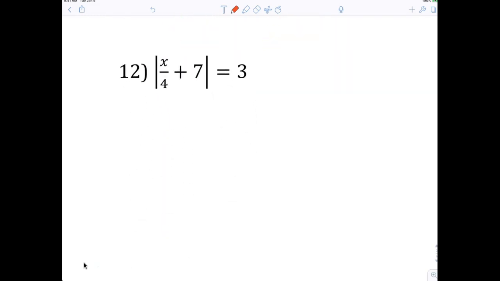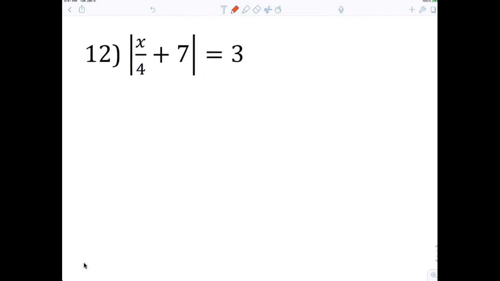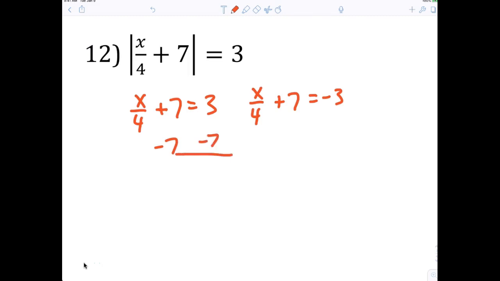All right. Joseph, let me see you write this. Go. X. Loud and proud. Come on. X over 4 plus 7 equals 3. X over 4 plus 7 equals -3. Now what? Negative minus 7. Good. So it's x over 4 equals negative 4. Yeah, see? Jack knows exactly how you feel.